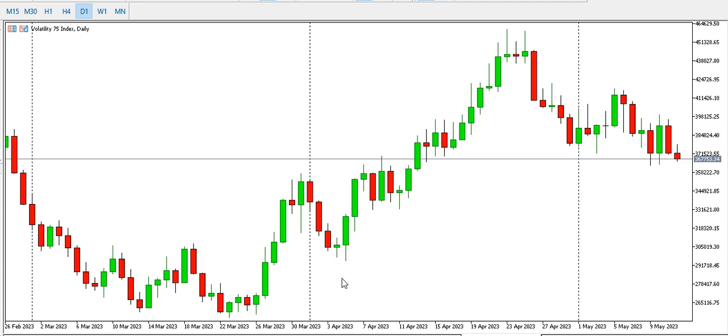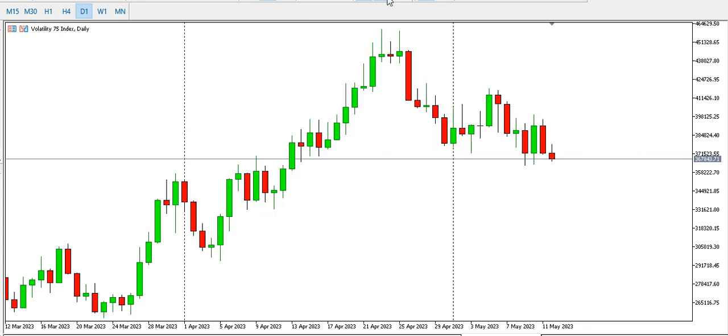Today we'll be looking at how you can scalp volatility 75 index, volatility 25 index, and volatility 10 index on the lower time frames. Before we go to the lower time frames, we are going to look at what has happened on the higher time frames. Okay, starting with V75, I have V75 on the higher time frame.